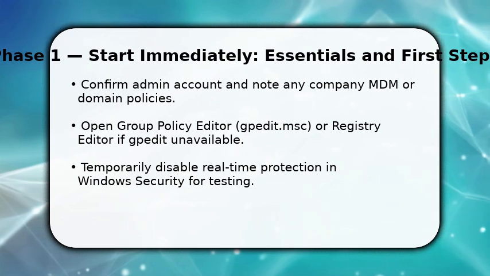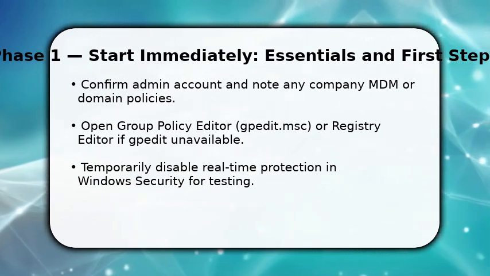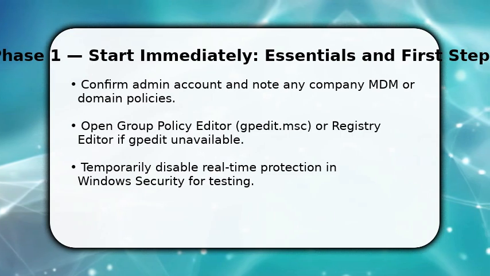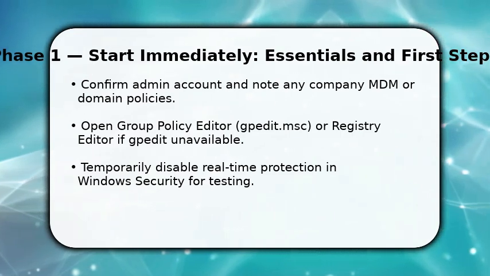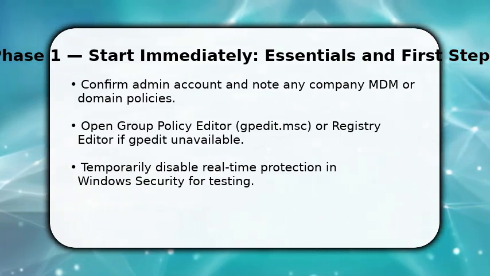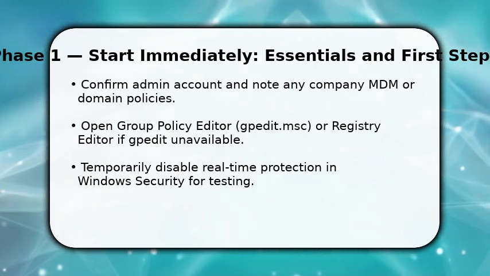Make sure to temporarily turn off real-time protection inside Windows Security to avoid interference while you test changes, and create a restore point or export the registry key so you can roll back if something breaks.